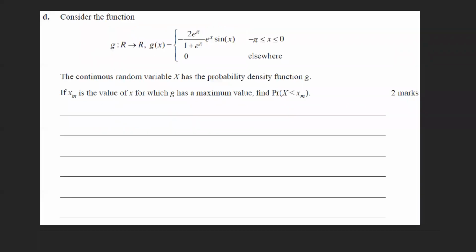Last time, ice on top of the cake. Consider the function. Well, look at this one. This function is -2 e^π over 1 plus e^π times e^x sin x. So what happened to this function compared to the previous one, f of x?